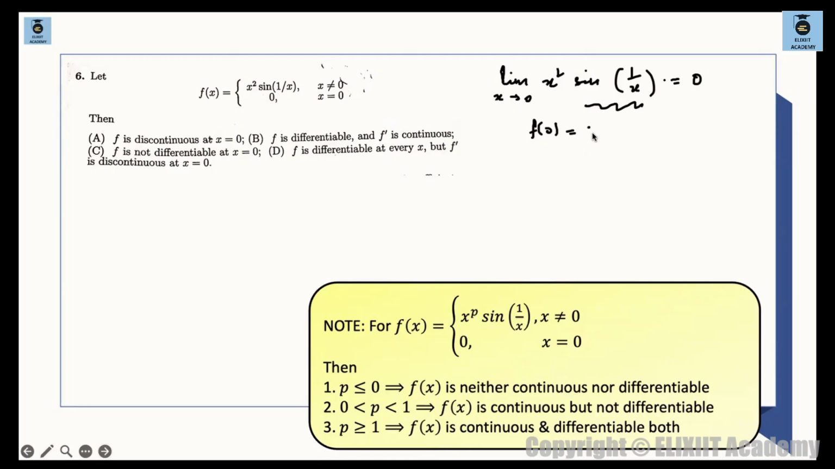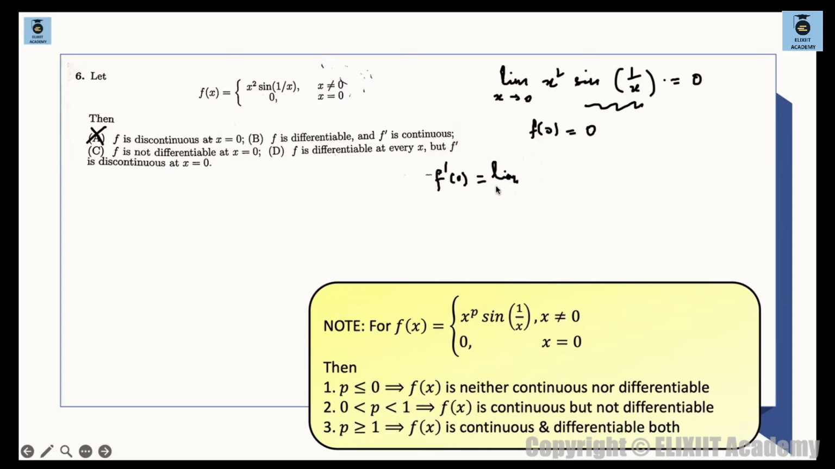Once you find the limit, and f of 0 is what? 0. f of 0 is also 0. So it means it is continuous. So the discontinuous option is gone. Now, whether the function is differentiable or not, you can simply use the basic definition, with h tends to 0. Solve it with that. Find f dash of 0 with that.